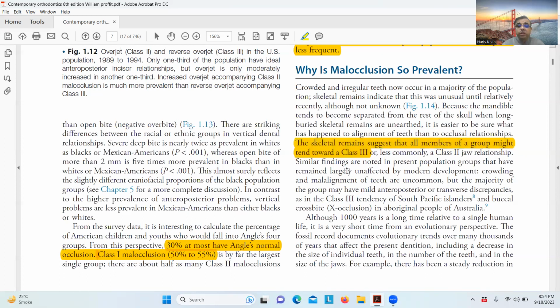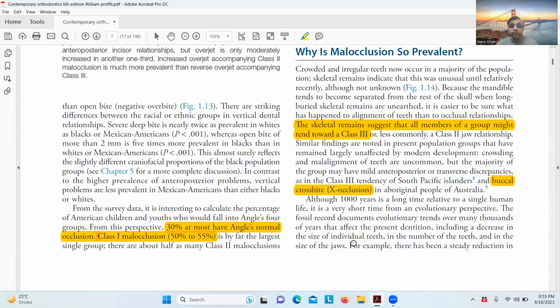Like what they are showing, that class 3 is more like genetic. I will keep it. Similar findings were noted in the present population group that has remained largely unaffected by modern lifestyle. Crowding and malalignment in a majority of the group, marked and displayed as class 3 tendency in the incisor and buccal segment. So that is exocclusion. Sometimes they used to give this question, what is exocclusion? You can see the basic definition, like what is scissor bite, unilateral. So this is something you should highlight and see the extra definition. The rest is not important.